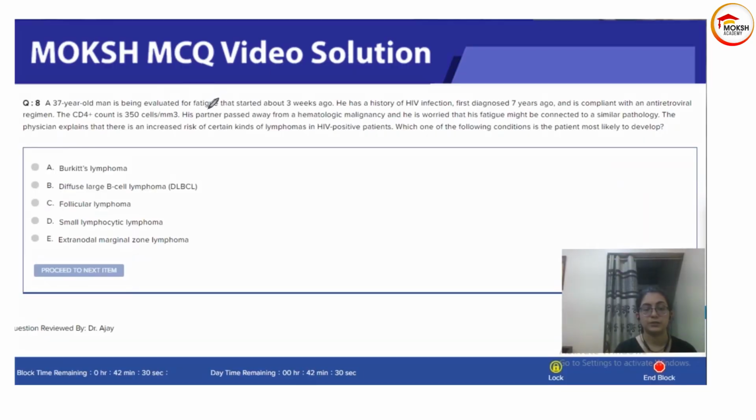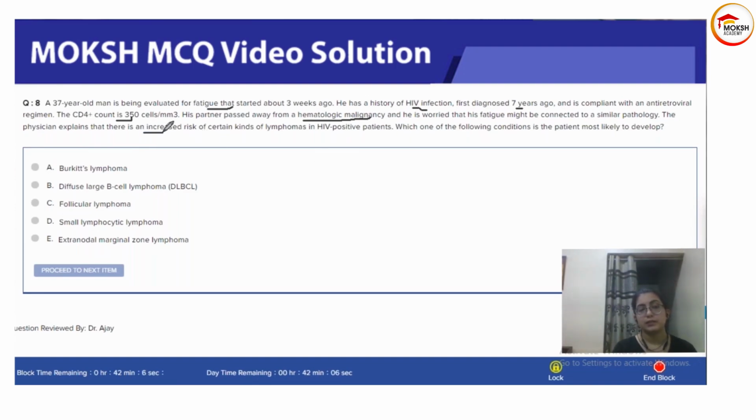37-year-old man is evaluated for fatigue that started about 3 weeks ago. He has a history of HIV infection diagnosed 7 years ago and is compliant with his treatment. CD4 count is 350. His partner passed away from a hematological malignancy, and he is worried that his fatigue may be connected to a similar pathology.